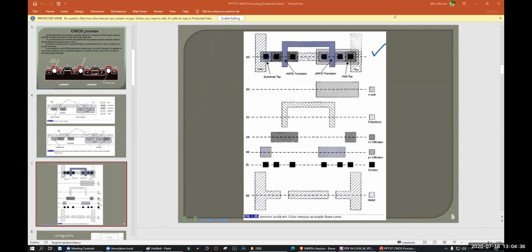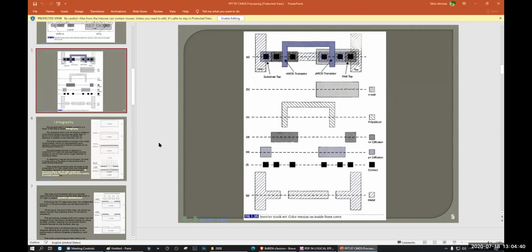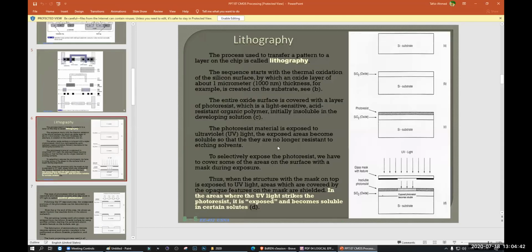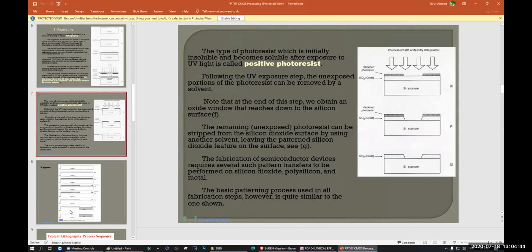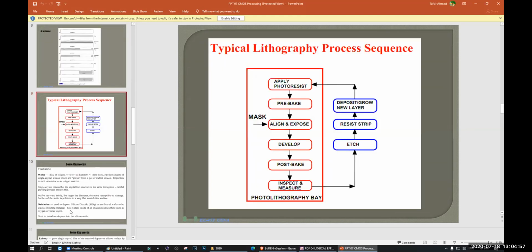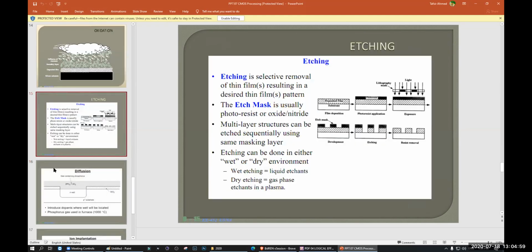So tomorrow, maybe inshallah, we will learn about the lithography process. This is a very big process, but an easy process, easy to understand. And this is theory, not anything to do with maths or anything else. So just theory. Got my point? Okay.